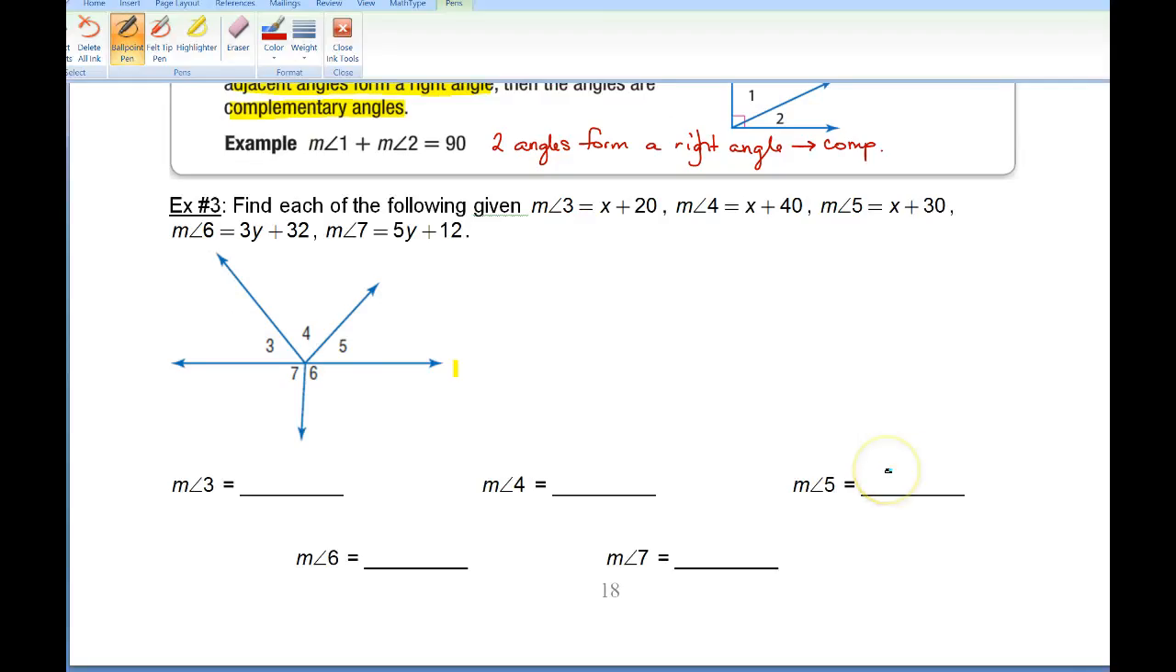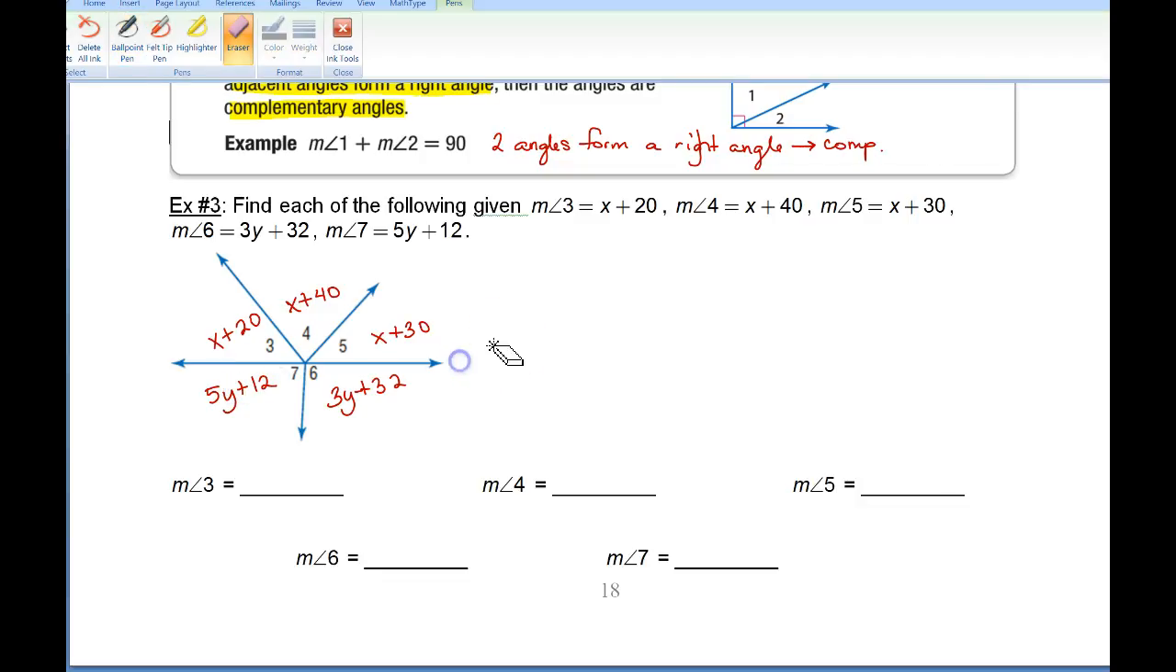Okay, here's an example using some linear pairs, not complementary angles, but let's look at what we have. This is not a proof, this is just, let's solve. So angle 3 is x plus 20. It helps to just go ahead and label. What do we know? So here's x plus 20. Angle 4 is x plus 40. Angle 5 is x plus 30. Angle 6 is 3y plus 32. And angle 7 is 5y plus 12. Question? This is all given to us in the directions.